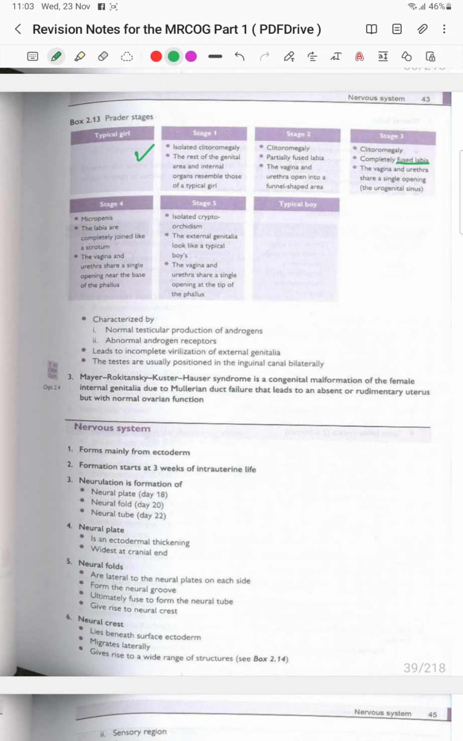Stage 5: isolated cryptorchidism, and the external genitalia look like a typical boy, and the vagina and the urethra share a single opening at the tip of the phallus. Characterized by normal testicular production of androgen.